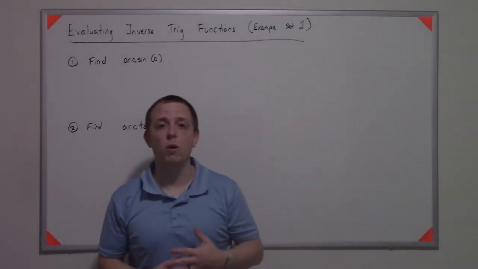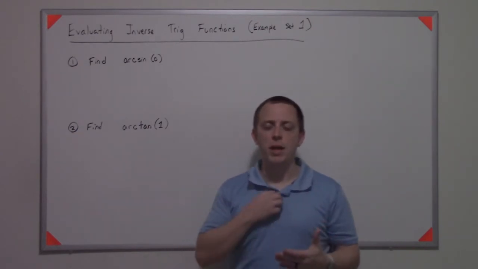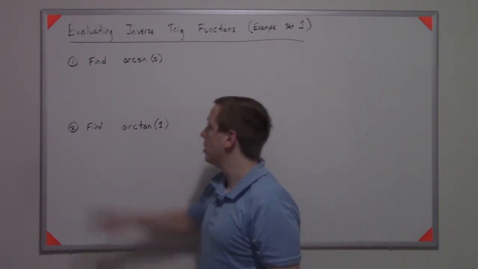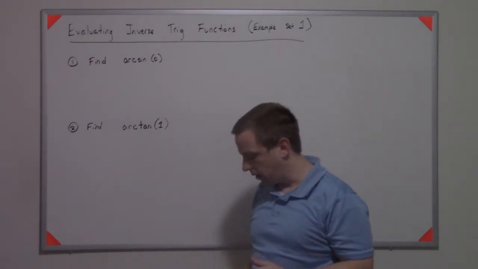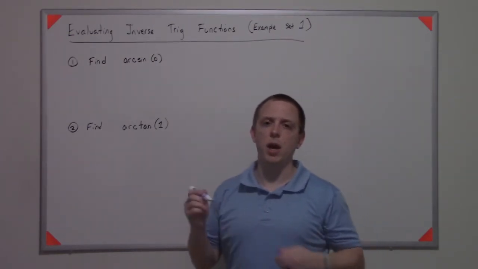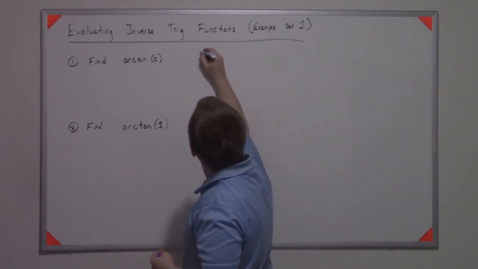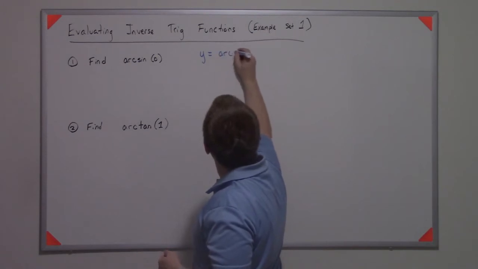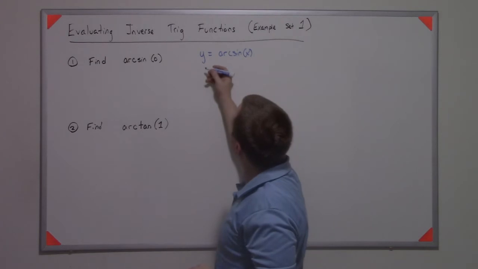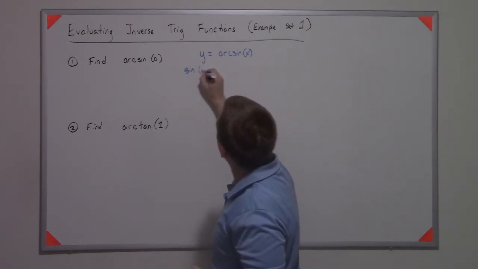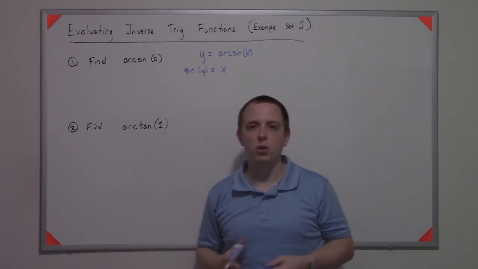Let's use what we know about arc functions, or inverse trig functions, to try to evaluate these functions at certain values. So in this case we have arc sine of 0. In the case of arc sine of 0, I know that this relationship holds: y is arc sine of x when sine of y equals x, again under a restricted domain.